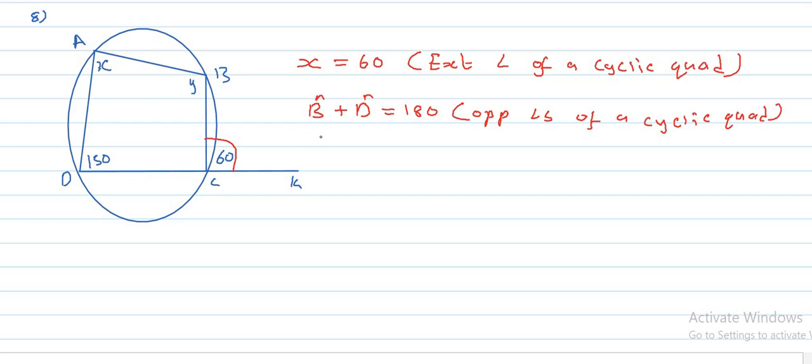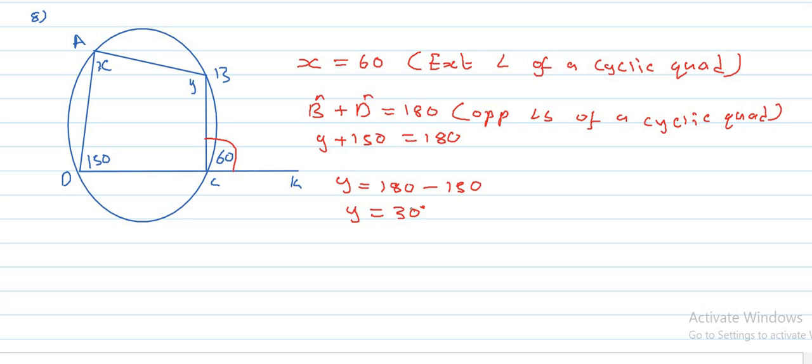What is the value of B? It's Y plus 150 equal to 180. Therefore, Y will be equal to, we transpose 150 to the right hand side, becomes 180 minus 150. Y will be equal to 30 degrees.